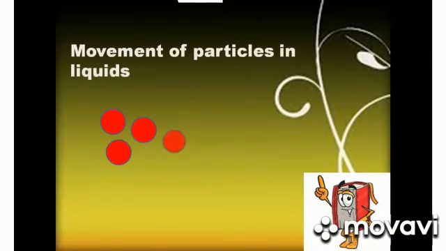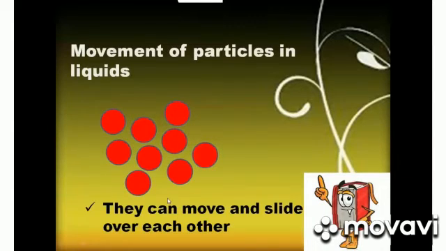They are loosely arranged. They are close, but not as much as in the case of solids. So now you can see there are empty spaces between the particles. This particle can go here, can go here, can go here. Similarly, this particle is free to move in this space, in this space, in this space. Okay, so now it will help us to understand how particles in liquids move.